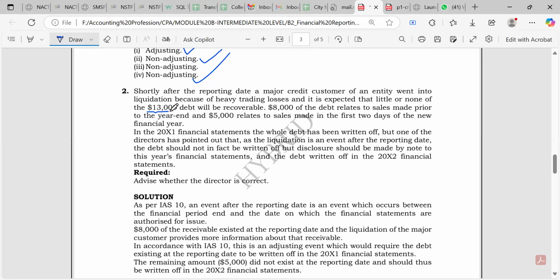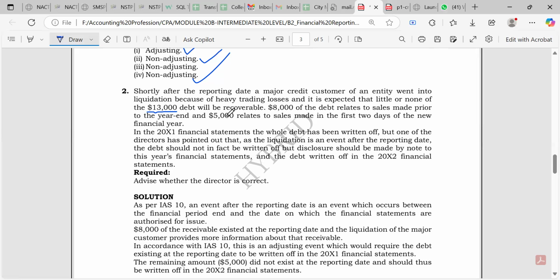13,000, right? Which we expected to recoup in full from our customer. But now we are told it is expected that little or none will be recoverable. And 8,000 of the debt relates to the sales made prior to the year end. And 5,000 relates to the sales made in the first 2 days of the new financial year.